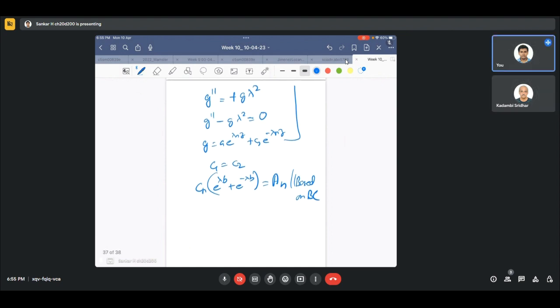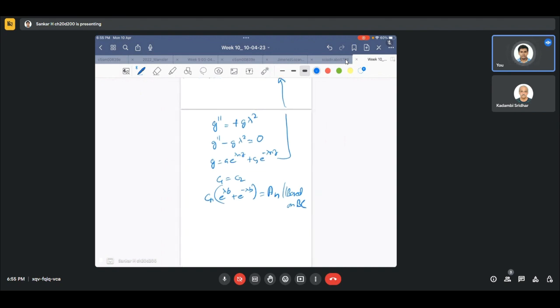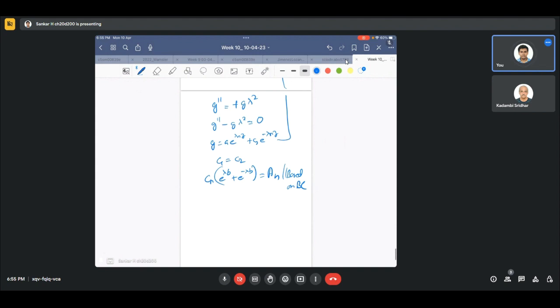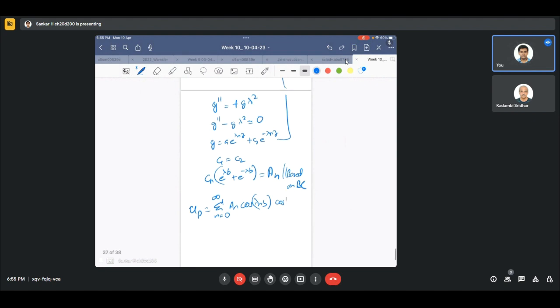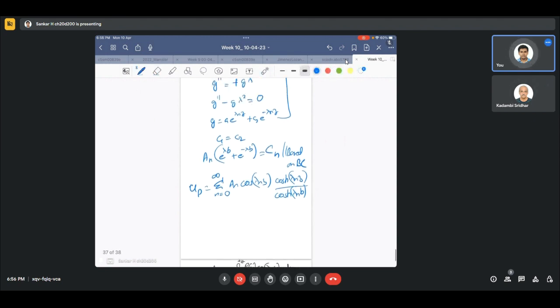So we can write down whatever we have derived in terms of this an's, or this cn and an's, the velocity particular solution as the sum over n equal to 0 to infinity of an cos lambda n y times cosh lambda n z by cosh lambda n b. Again, I guess I made a mistake over here. This should be an over here and cn over here.